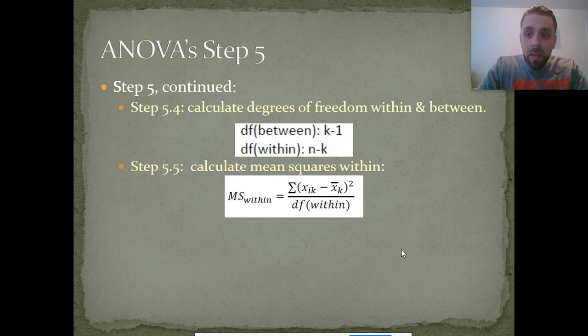Why do we need those degrees of freedom? Because that is how we calculate what's known as mean squares. We've already calculated the sum of squares, but now we need to normalize that by the number of groups and the number of observations. So to calculate mean squares within, I take that sum of squared deviation within the group that I calculated previously and simply divide it by n minus k, the degrees of freedom within the group.